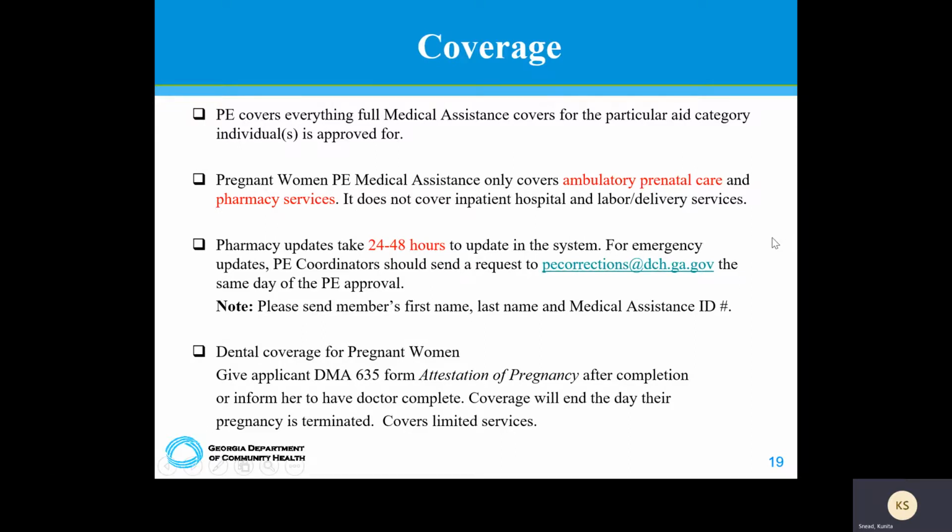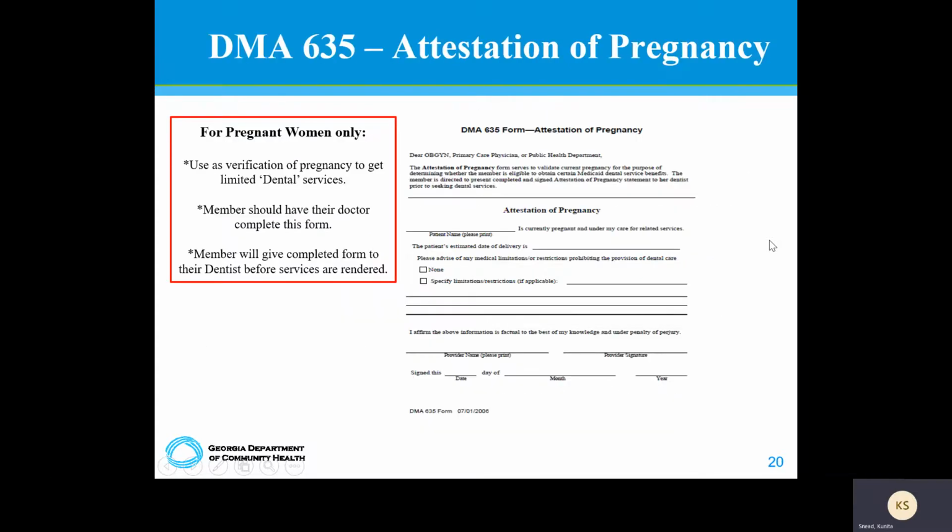For our pregnant women, they will have an opportunity to get dental services. If they are in need of dental services, what you would need to do is provide them with a copy of this form called the DMA 635, the attestation of pregnancy. Once you have provided them with a copy, they will need to take this form and get it completed by their doctor. Once their doctor has completed it, they would take the completed signed form to their dentist to be able to get the services that are allowed for dental. Again, this is for your pregnant women, and the dental coverage will stop on the date that they give birth. Once they give birth, they will no longer have that dental service.